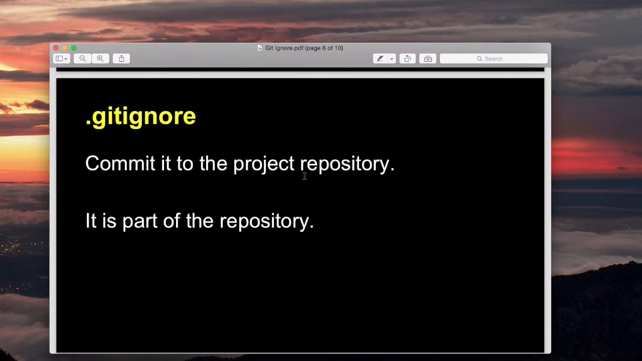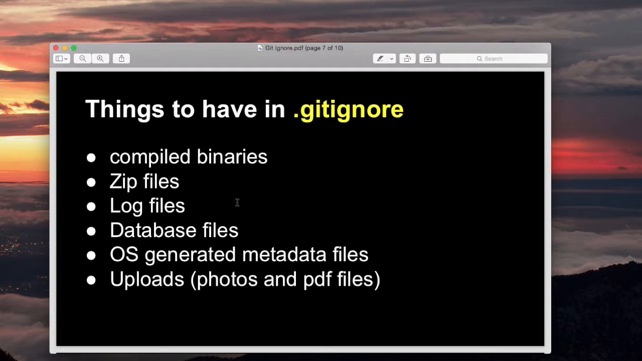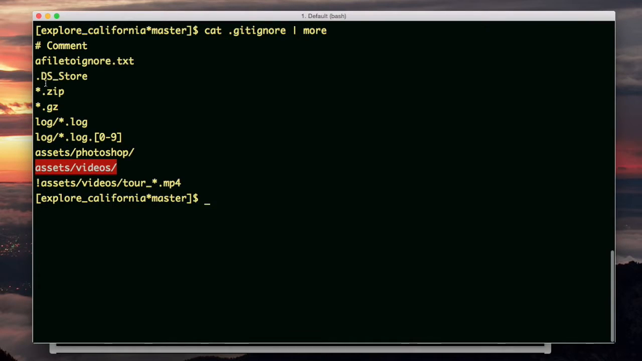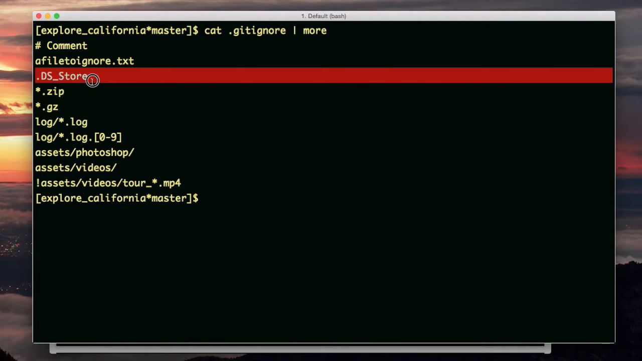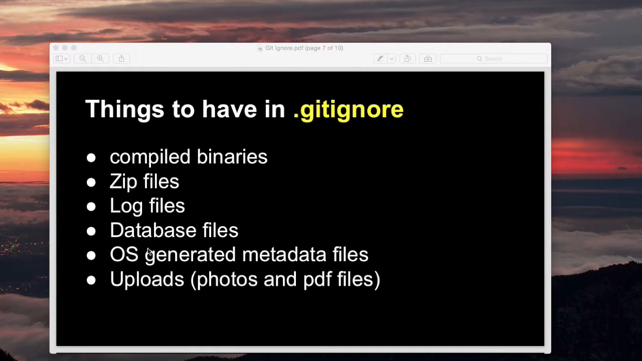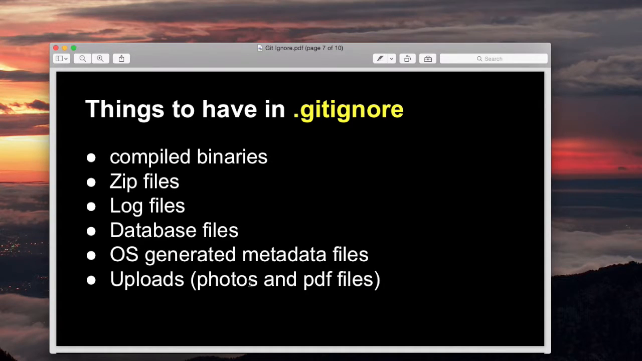Now, with your .gitignore, you're going to want to commit it just like you commit any script in the project, because your .gitignore is part of the project, and it's to be shared with collaborators. Things that you should have in your gitignore: compiled binaries, zip files, log files, database files, operating system generated meta files. I'll show you that one. That's an important one. See that pesky DS_Store that always shows up everywhere where you don't want it to show up? That's generated by Mac OS X, okay? And then uploads, okay? You don't want to be putting photographs or PDF files in your repository as part of your project.